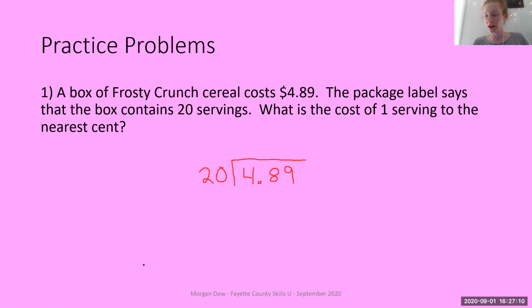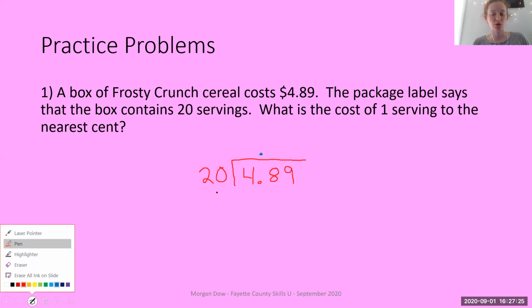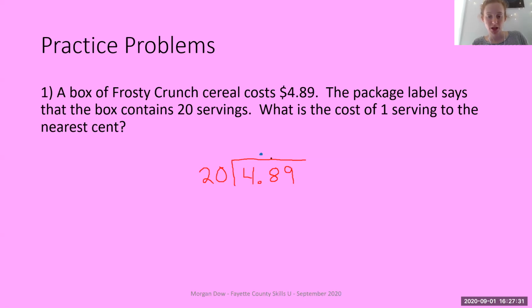So I'm going to start by bringing up the decimal point. I'm dividing by a whole number already, so I'm not going to worry about it. Now we divide as usual. So 20 goes into 48. How many times? It goes into 48 two times. Okay, right? 20 times 2 is 40. Subtract. We have 8 left over. Bring down the next number.